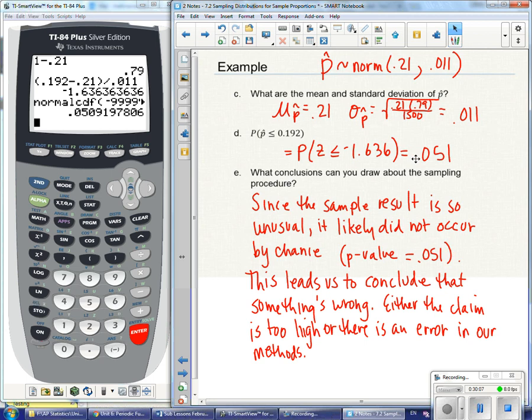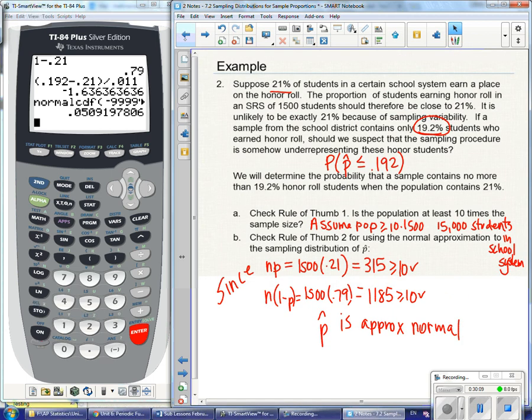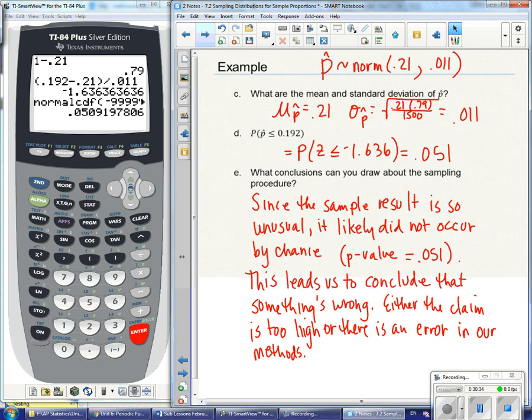And so I think the original question suggested, is it possible that our sampling procedure somehow underrepresented the honor roll students? So if it is true that 21% of students in the school system made honor roll, and I got a result that was so much less, that's probably an indication that perhaps my sampling procedure was biased, and perhaps I underrepresented the honor roll students in my sample. So when you get a result that's really, really unusual, that's a red flag.